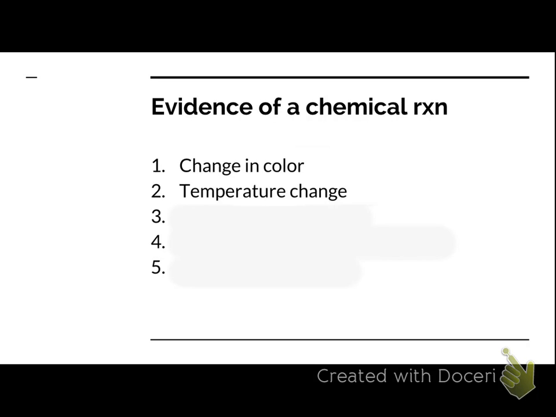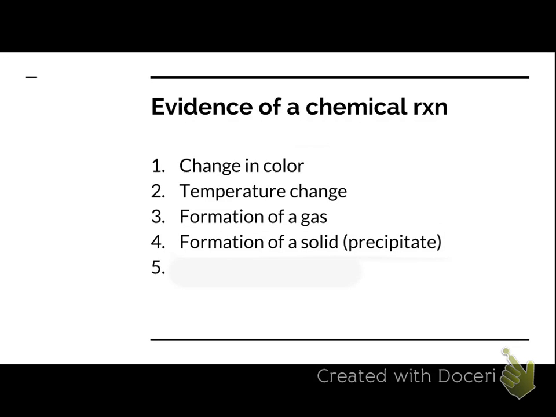So the next thing, a temperature change. If something gets really, really hot or something gets really, really cold, if your temperature changes, a chemical reaction is happening. Formation of gas. So if something starts bubbling. Think about if you've ever got a cut and someone's put hydrogen peroxide, that stuff in that brown bottle, on your leg and it starts to bubble. That is a chemical reaction that is occurring, okay?